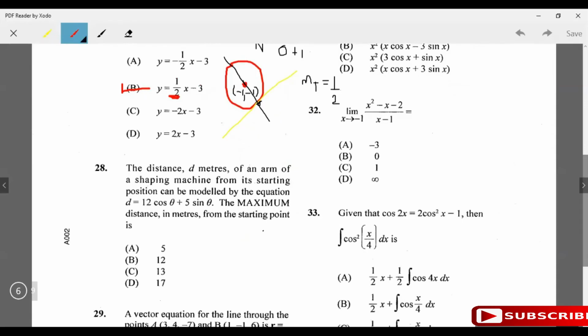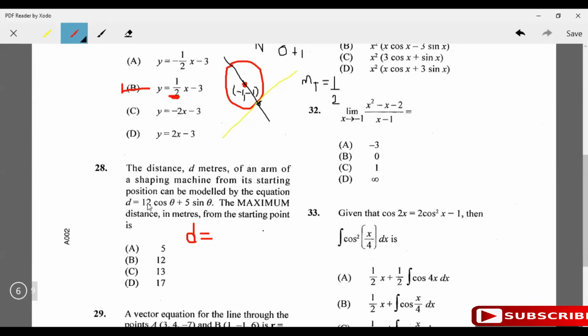Question 28. Question 28 says the distance in meters of an arm of a shaping machine from its starting position can be modeled by the equation D, which is equal to 12 cos theta plus 5 sin theta. Find the maximum distance in meters from the starting point. So to find the maximum distance from the starting point, we can rewrite this now.